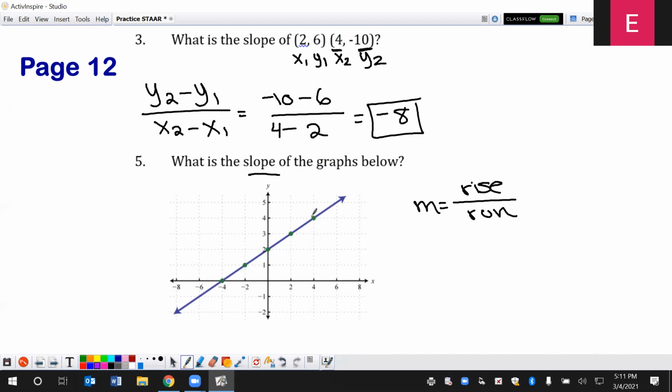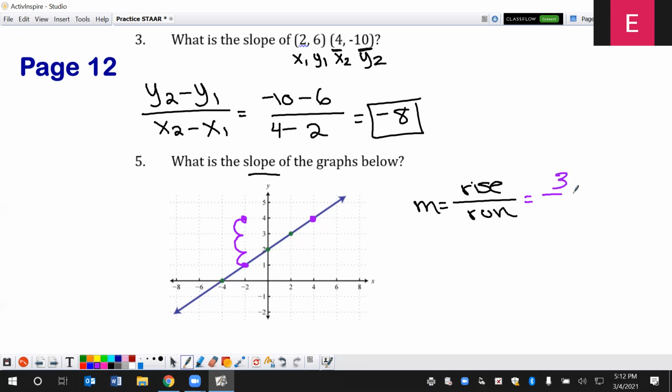So I'm just gonna choose 2 points. I'm gonna choose this one and I'm gonna choose this one. Doesn't matter which ones you choose. So you start with one of the points, doesn't matter which one. I'm gonna start with this one and I'm gonna move towards my second point. So I'm just gonna count how many units I go up and then over. So I rise 1, 2, 3.